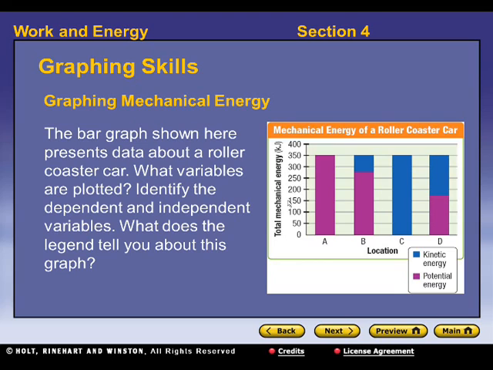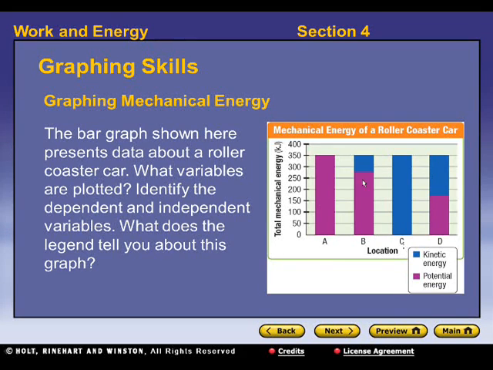So let's look at location A here. On location A, you have all potential energy, no kinetic energy. Since it has no kinetic energy, it means the object, the roller coaster in this case, is not moving. If it's not moving and it has a lot of potential here, we're going to probably guess it's at the top of a hill.